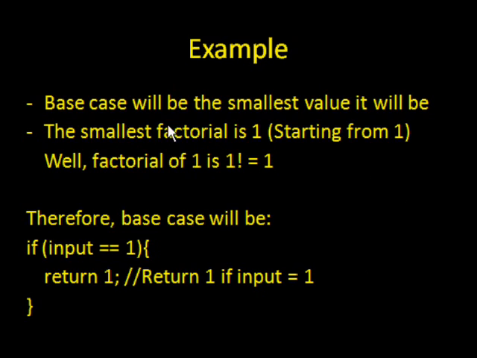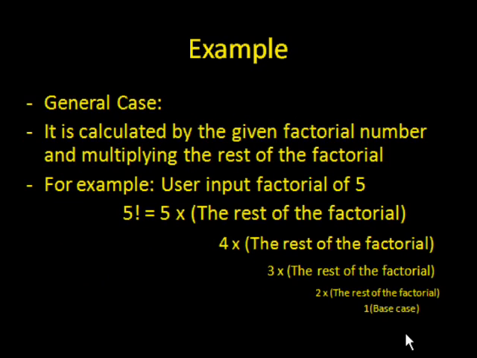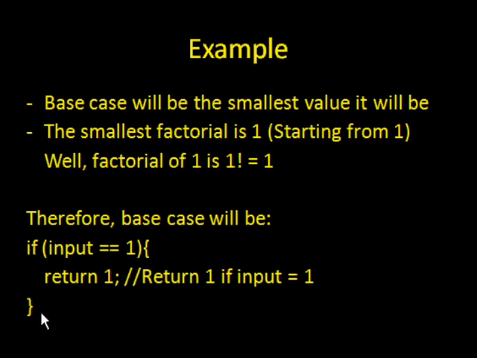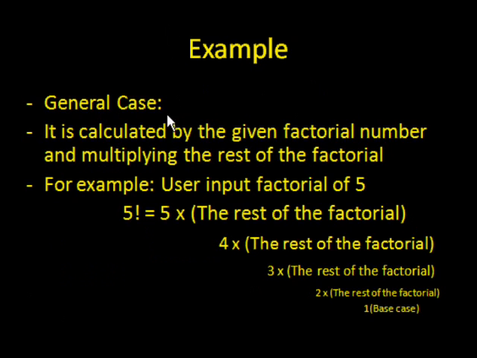Well, to use recursion, we would first have to define a base case for us to exit. The base case will be the smallest value that it can be, which in this case is 1. Because if you have a factorial of 1, you would return 1. Else, if you have another number, it will eventually go down to 1, in which case you should stop at 1. So we'll start with that. We'll have an if statement that says if input is equal to 1, then return 1.